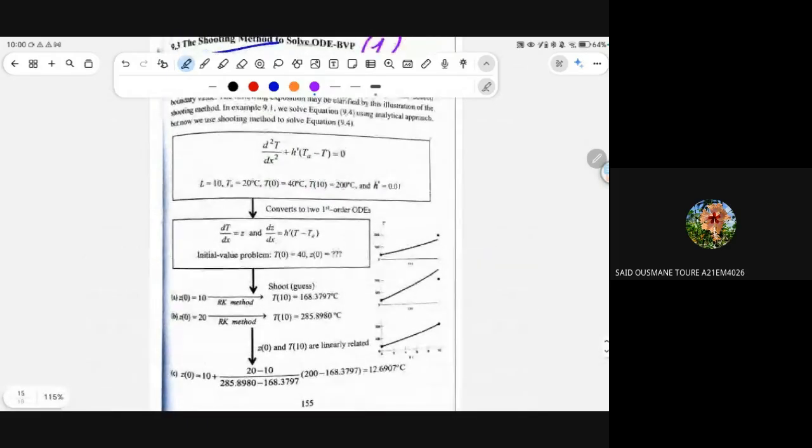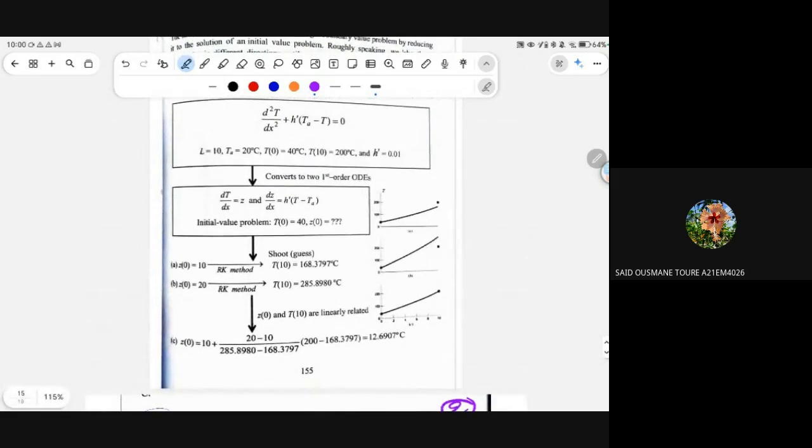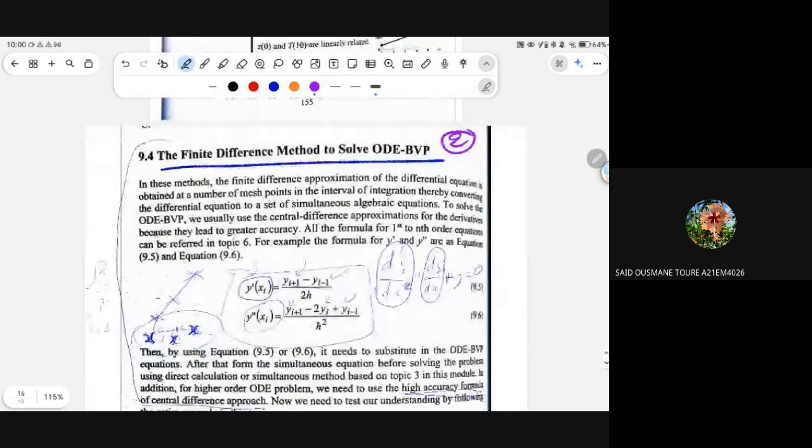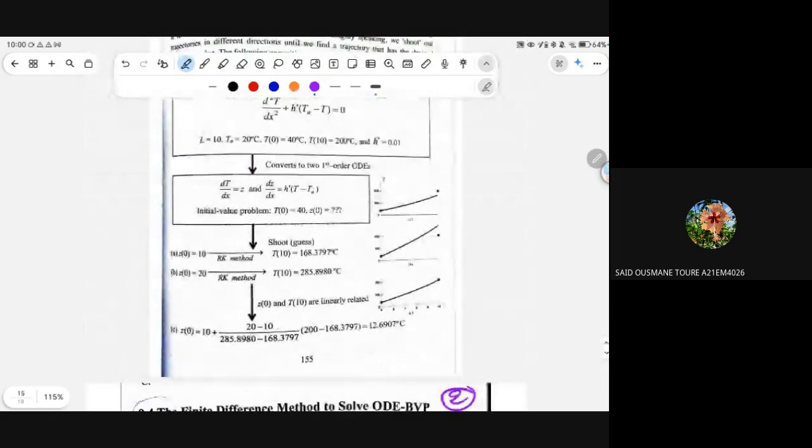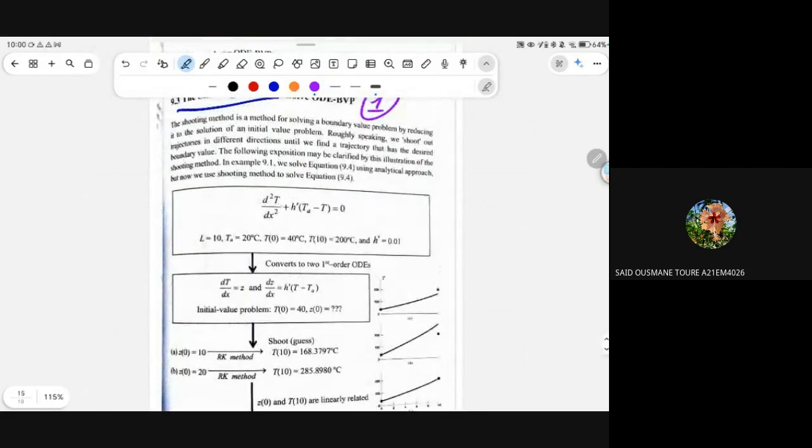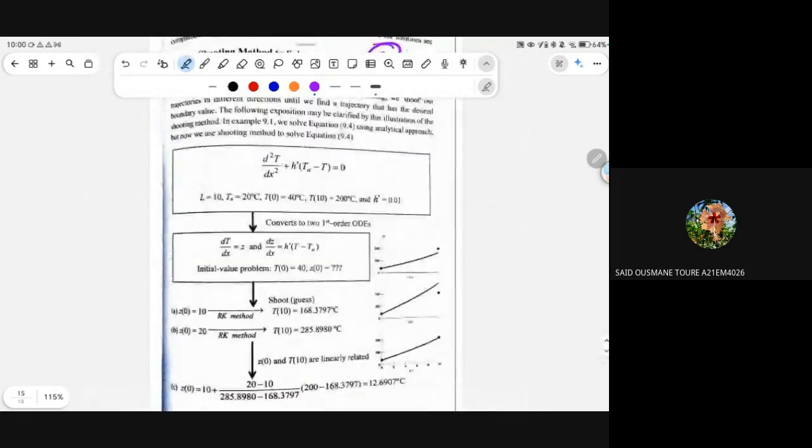Understand? So the shooting method, we will get into it. But since this is not what I use, it's easier for me to just start with the finite difference method, and I'll show you how to solve the same problem using the shooting method, which is pretty simple as well.